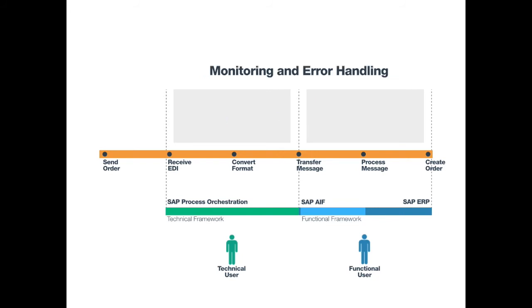Also, the monitoring and error handling parts can be divided according to the role of the user. Technical monitoring done in process orchestration in most cases will be done by a technical user or administrator, who will have to deal with many types of connectivity issues. For example, the password on the source server got changed or the certificate expired and the adapter just cannot fetch any new messages. On the other hand, many integration-related errors will happen in the business system, and in this case the AIF would be the proper tool to handle them.